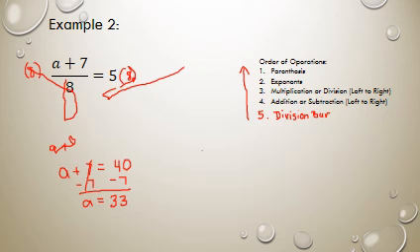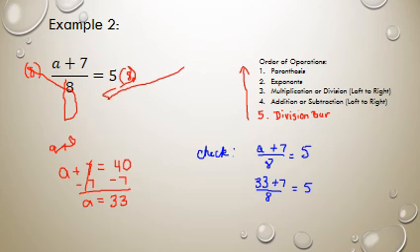So now we are going to check to make sure that that 33 is the correct answer. So I've got a plus 7 divided by 8 equals 5. That's the original problem. I'm going to substitute that value in, 33 where the a was. 33 plus 7 divided by 8. We're going to see, does that equal 5? And 33 plus 7, that gives us 40. And 40 divided by 8 does equal 5, so it does check out. So this a equals 33 is the correct answer.